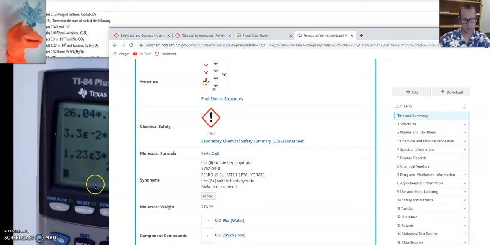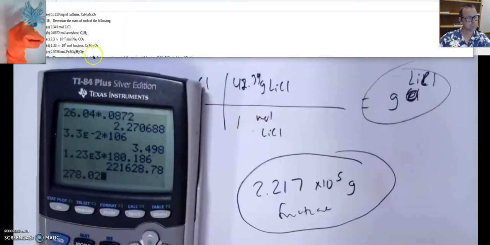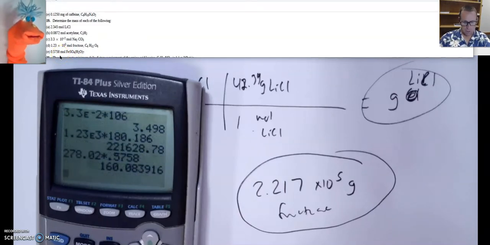So 278.02 times 0.5758. Okay, so four significant digits, yeah. So 160.1 grams of the iron sulfate. Okay, good. So that was number 19.